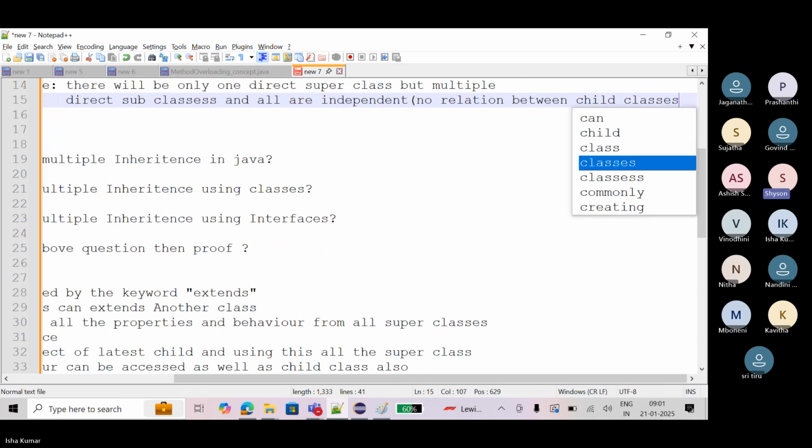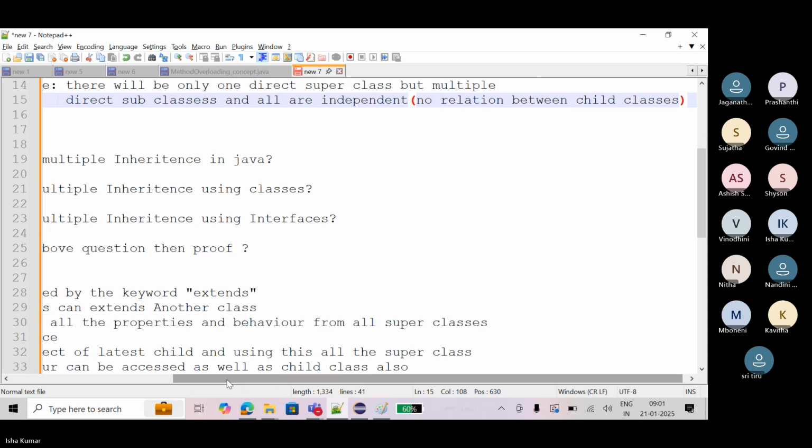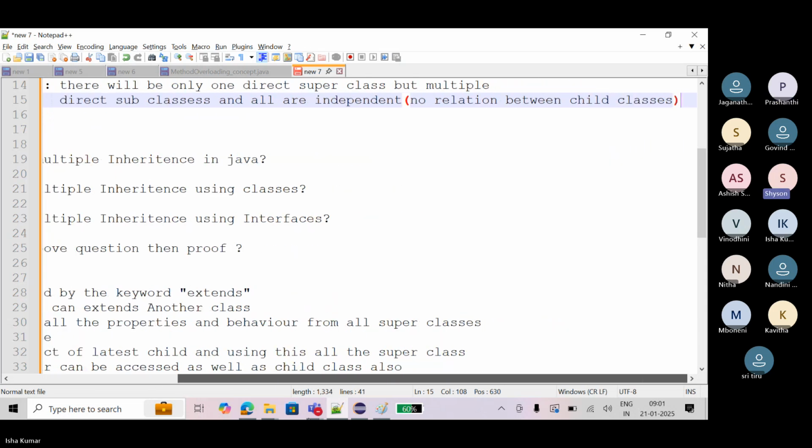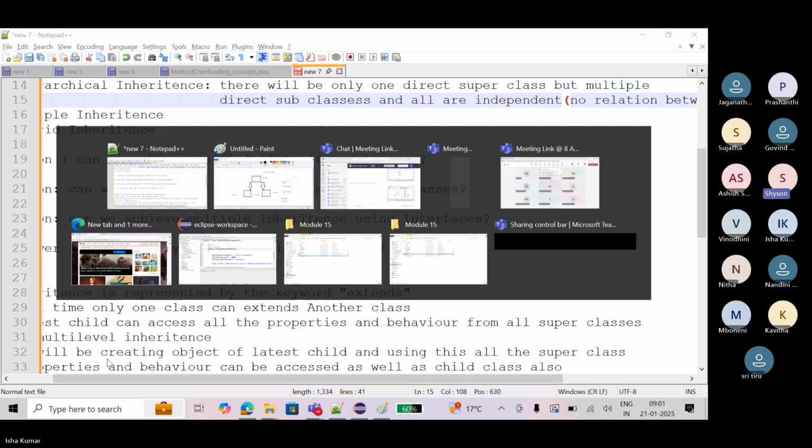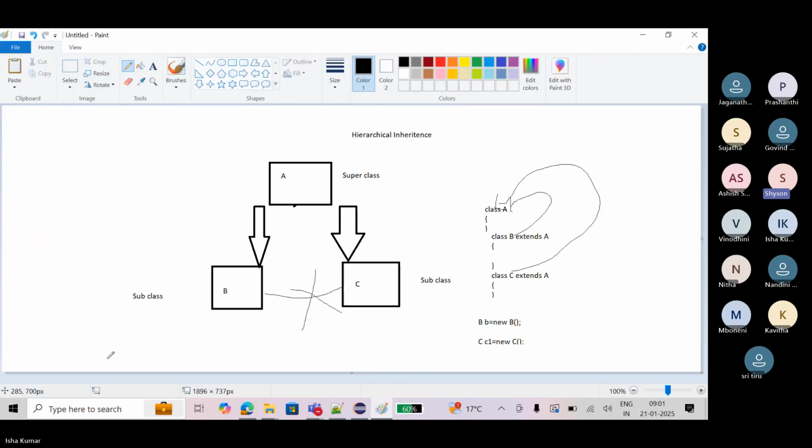But I didn't get this point, no relation between child classes. If C extends from A and B extends from A, from the extends point of view, both look similar, right? Both are extending from A. So you said, okay, if they are from two different mothers, then there is nothing to differentiate, right? Here.